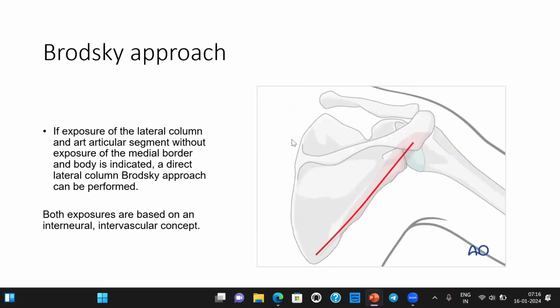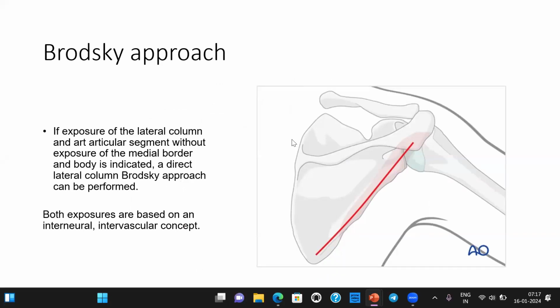The other approach is the Brodsky approach. This approach can be chosen if we are planning to apply only a lateral column plate. So if exposure of the lateral column and articular segment without exposure of the medial border is indicated, we can go for a Brodsky approach. Both exposures are based on the internervous plane concept.